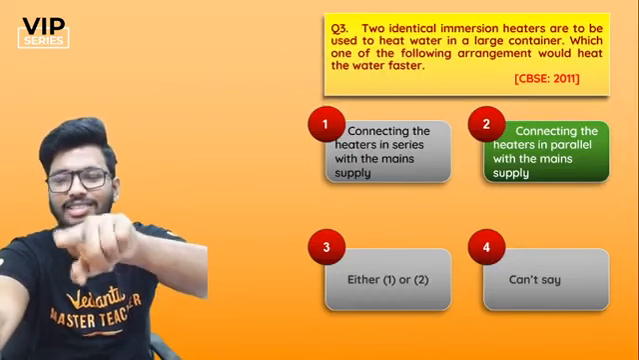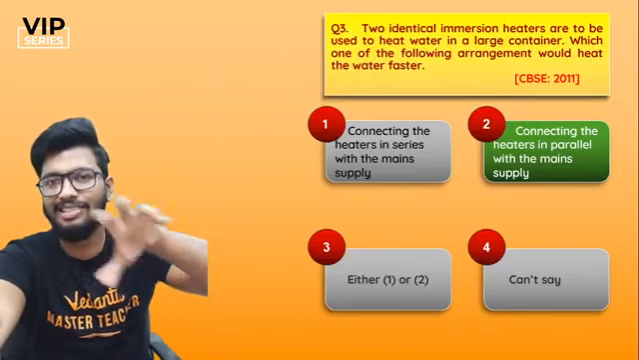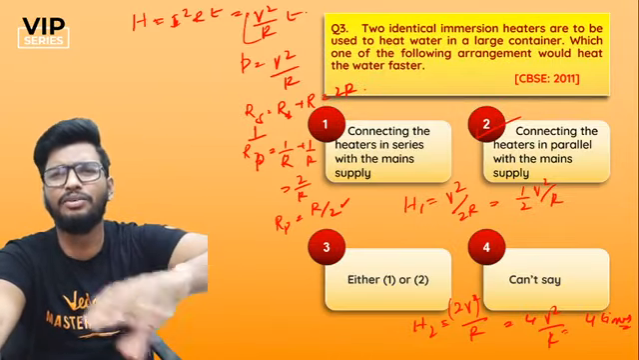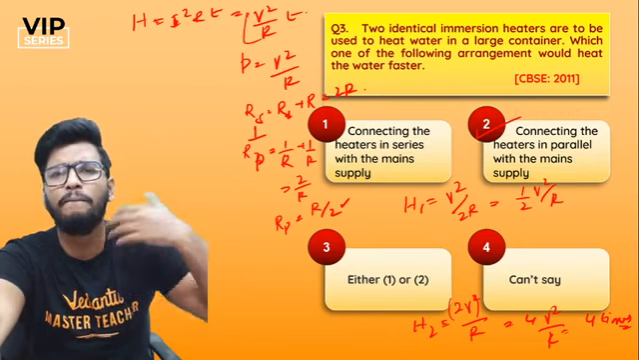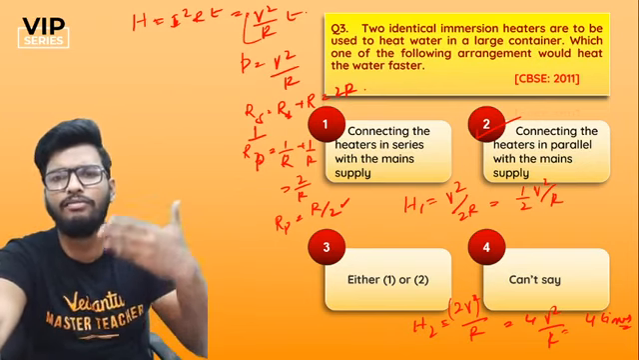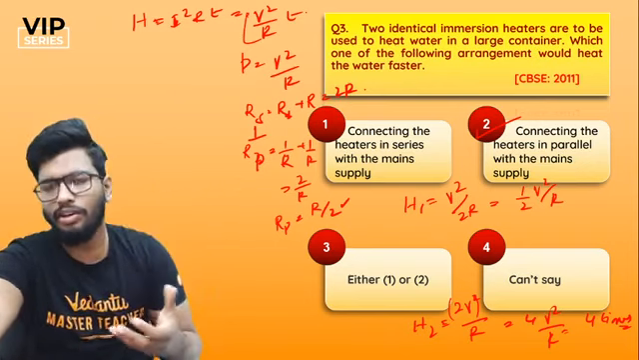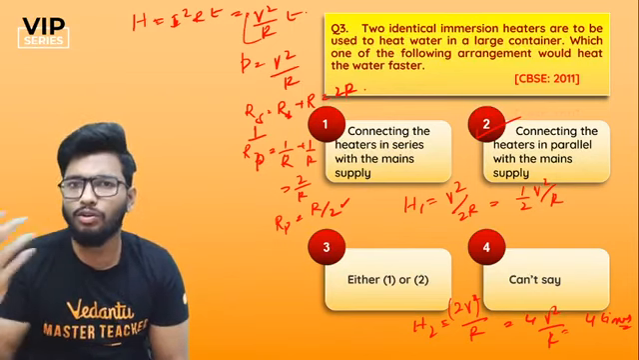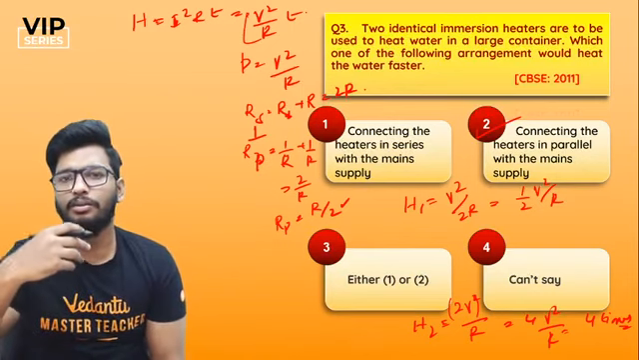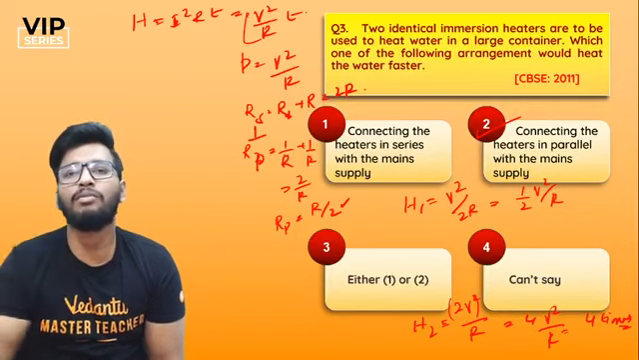So the answer to this question is that when they are connected in parallel, the water heats faster. In series, as you guys already know, the resistance is already too much. So because of the resistance, not enough heat energy will be produced. In other words, the flow of current would also be less. So they'll not be able to heat up the water as much.